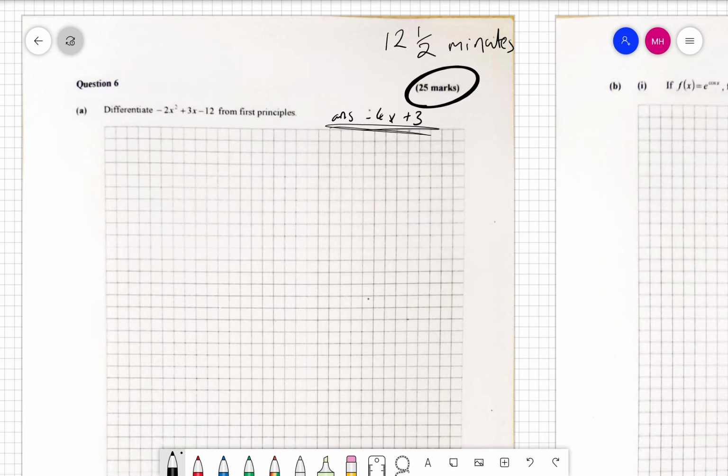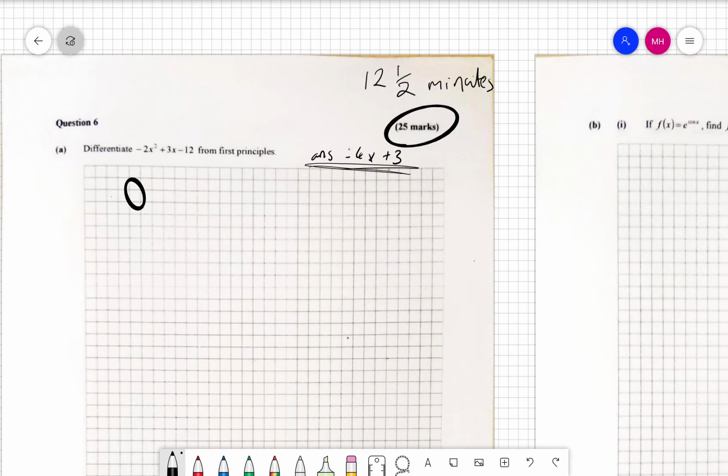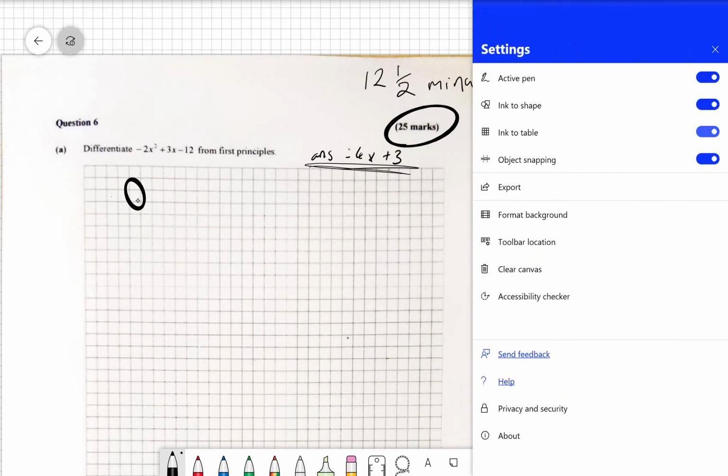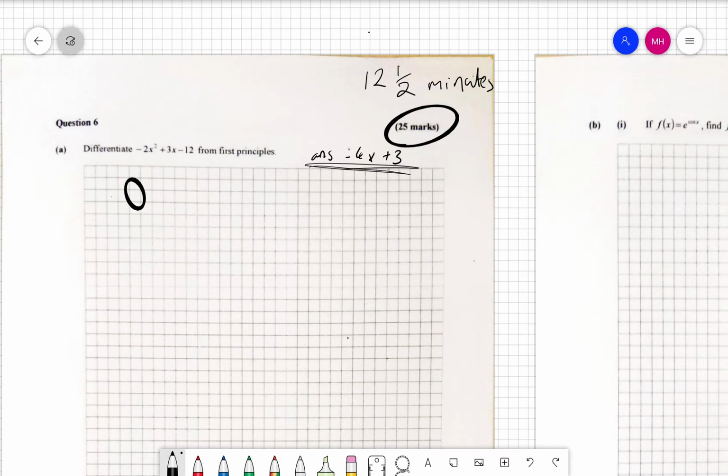So the first thing you do, you set it up. Say what f of x is. Okay. So set it up with your f of x. That's equal to minus 2x squared plus 3x minus 12.